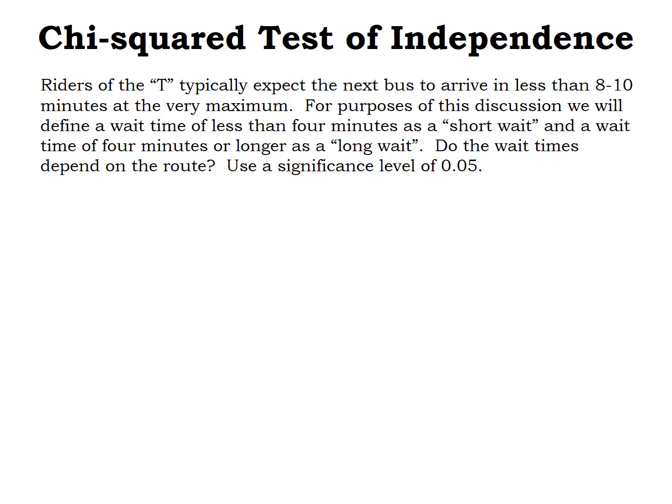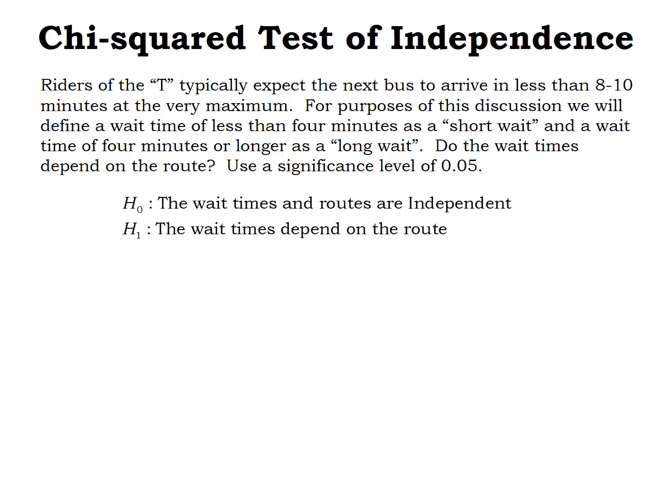So let's look at an example. We're going to consider people riding the T. Typically T's show up anywhere from 8 to 10 minutes depending on the time of day and route and traffic and everything else that's happening around campus. And we're going to define a short wait as any wait that's less than 4 minutes. So you get in line at the bus stop, the bus shows up in under 4 minutes, we're going to call that a short wait. Anything longer is going to be a long wait. And the question we have is, do the wait times depend on the route? And we're going to use a 0.05 significance level, which is absolutely the most common for any test of independence.